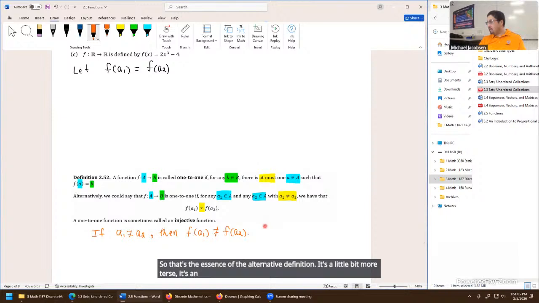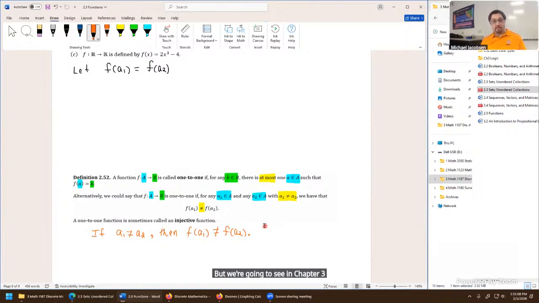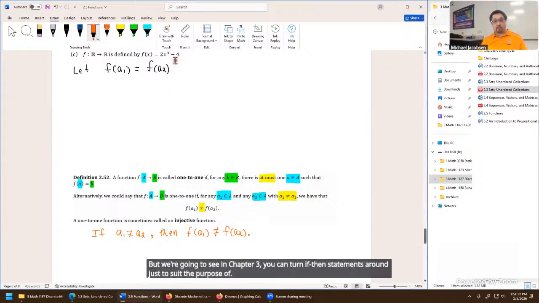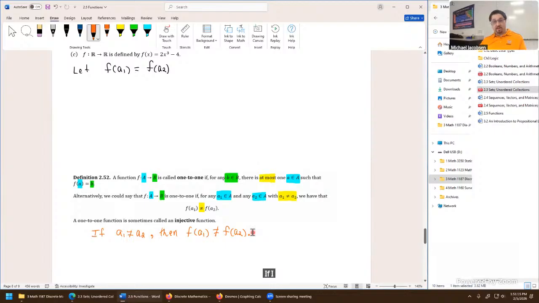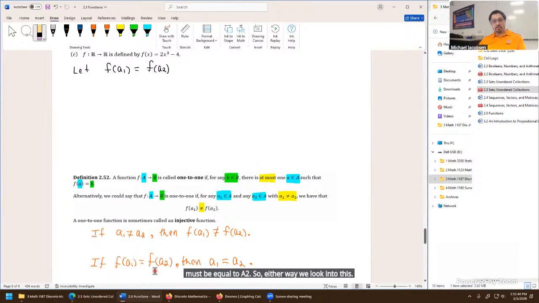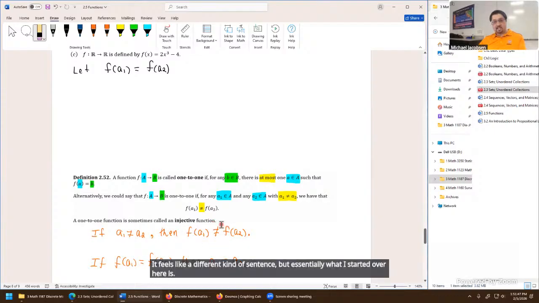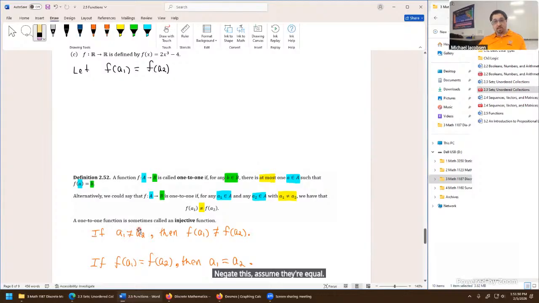It's an if-then statement. But we're going to see in chapter 3, you can turn if-then statements around just to suit the purpose of how you're going to work the algebra on paper. If I turn this statement around, it would look like this. If f of A1 equals f of A2, then A1 must be equal to A2. So either way we look into this is a one-to-one statement as well. It feels like a different kind of sentence, but essentially what I did over here is negate this, assume they're equal, then negate that statement, assume they're equal here, and this is one-to-one at the same time.